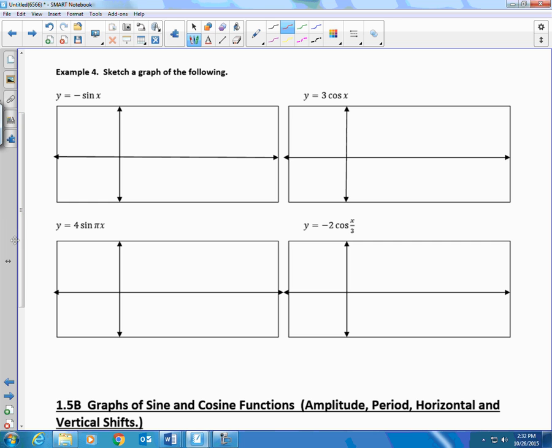Sketch a graph of the following. We're actually going to start with the second one, right here. For y equals a times the cosine of bx, we know that the amplitude is the absolute value of a, and that the period is equal to 2 pi divided by b. So let's figure out what the amplitude and the period are.